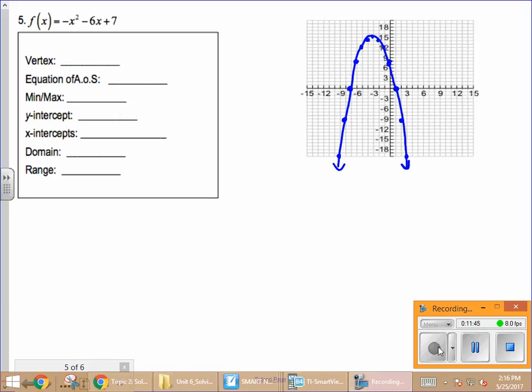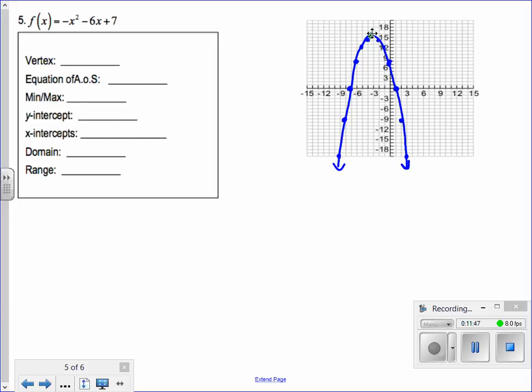The vertex, the turning point of our parabola here, appears to be at -3, +16. Now the equation of the axis of symmetry is the line that cuts right down the middle of this parabola. That is always equal to the x-coordinate of the vertex. Now my graph has a maximum this time because that is the highest point that the graph has.